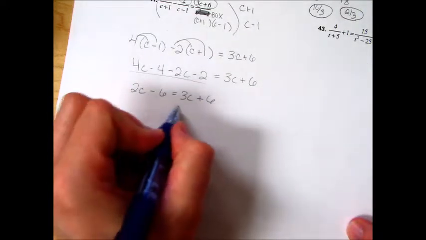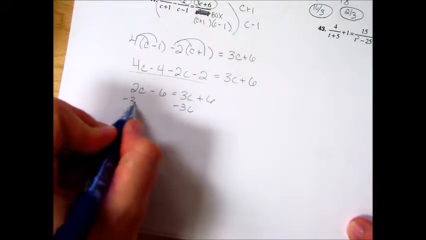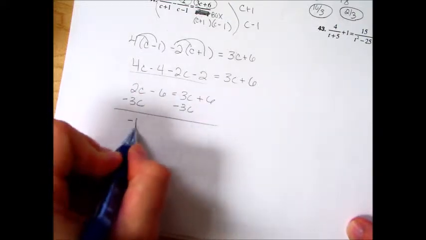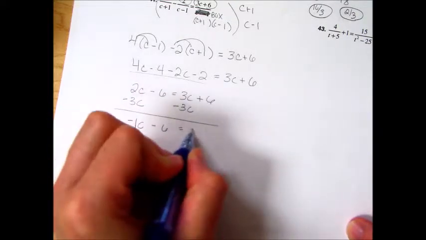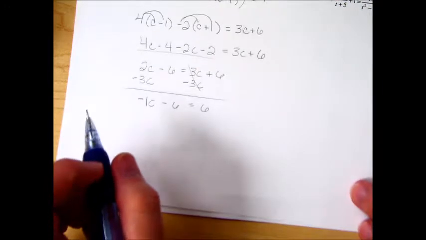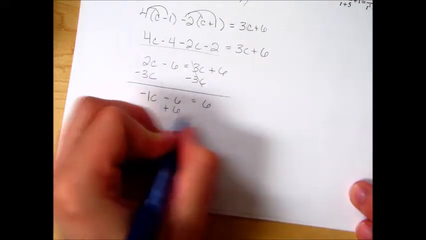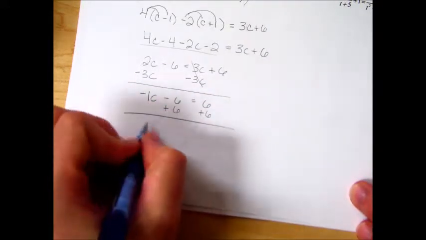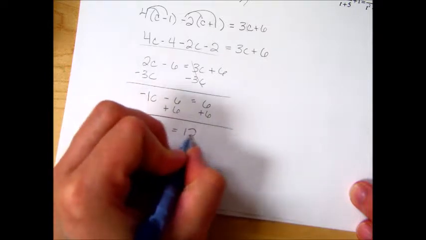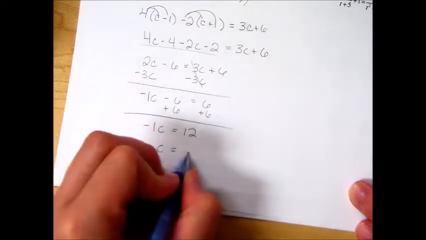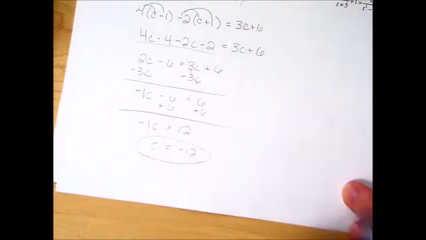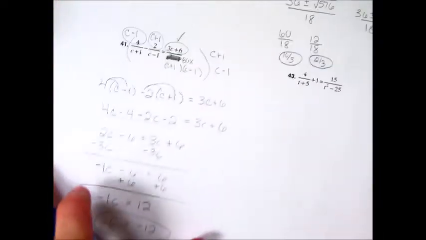Now I'm going to take this 3c to the left. Negative 1c minus 6 equals 6. I don't set it equal to 0 because I do not see a squared. Add 6. Negative 1c equals 12. Divide by negative 1, c is negative 12. We will check that answer very soon.